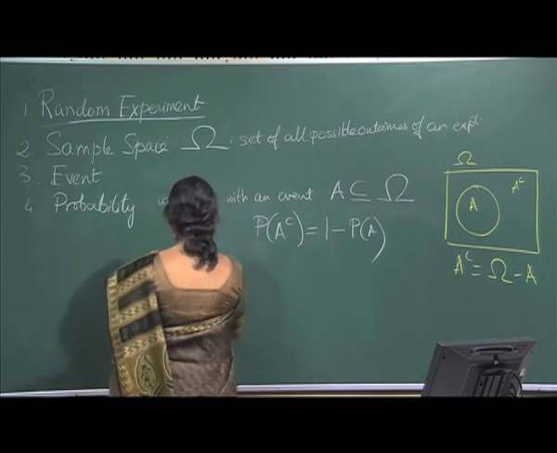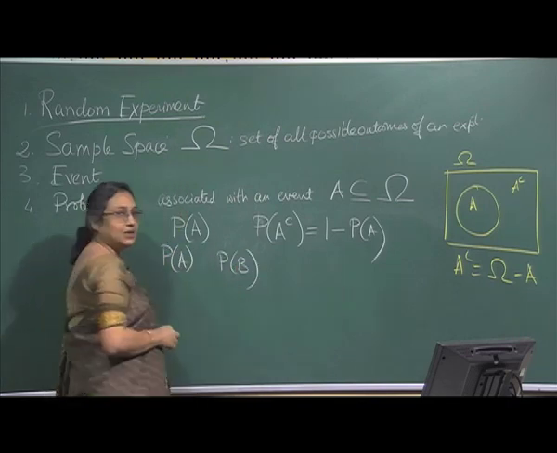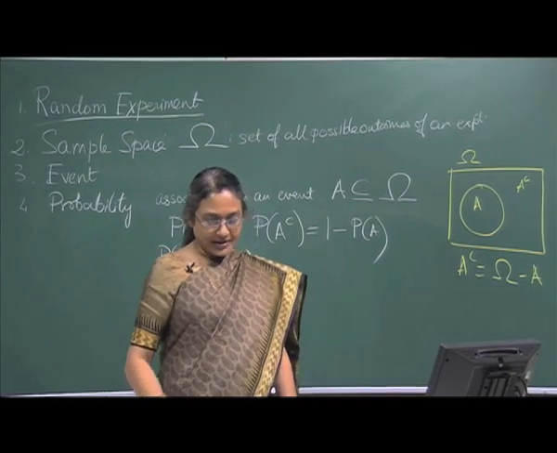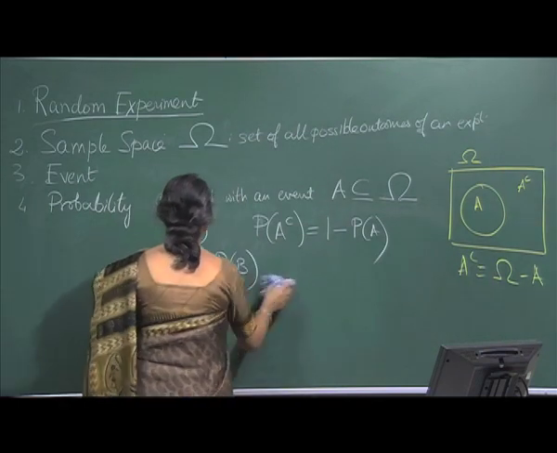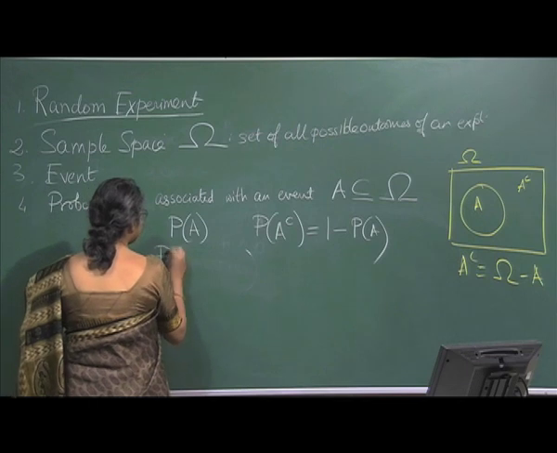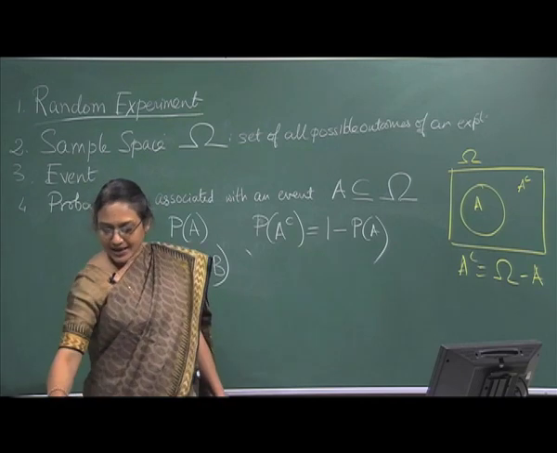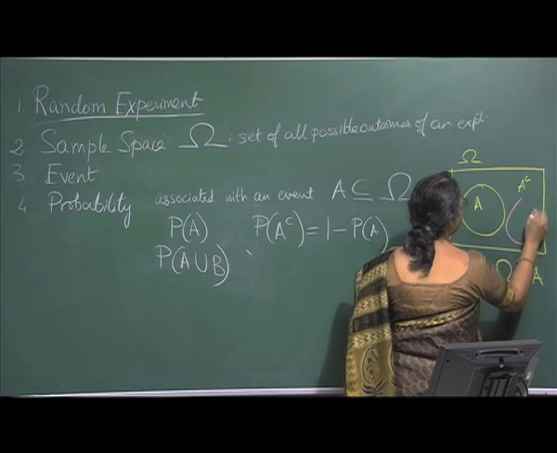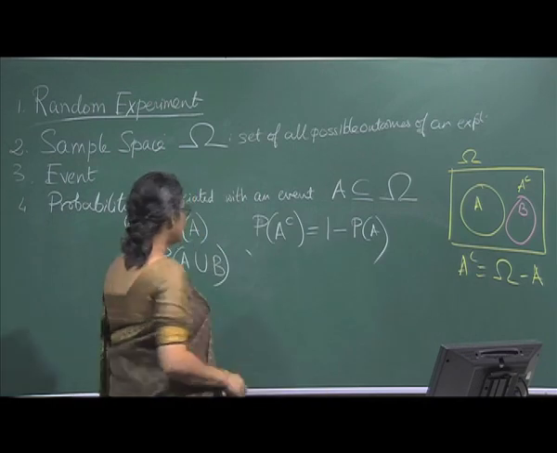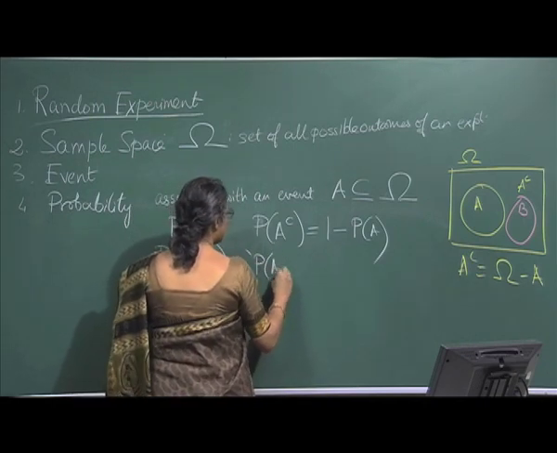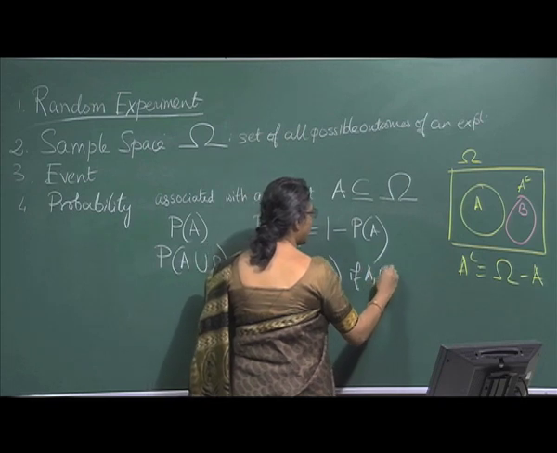If there are 2 events A and B, then we can look at different probabilities associated with different combinations of the events. So, we can say the probability of A union B. Now, in the case that B is disjoint from A, the probability of A union B will be equal to P(A) plus P(B), if A and B are disjoint.